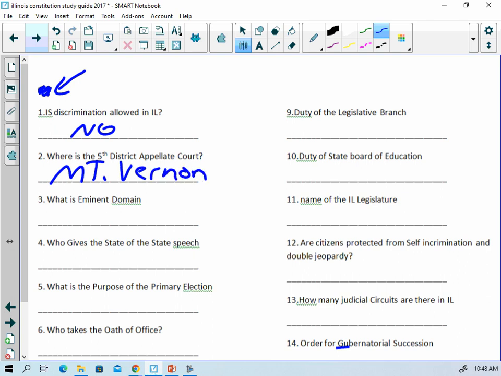We have 2 courthouses that's going to be on your quiz tomorrow. One's in Benton, one's in Mount Vernon. The appellate one's in Mount Vernon. Circuit Court is in Benton.